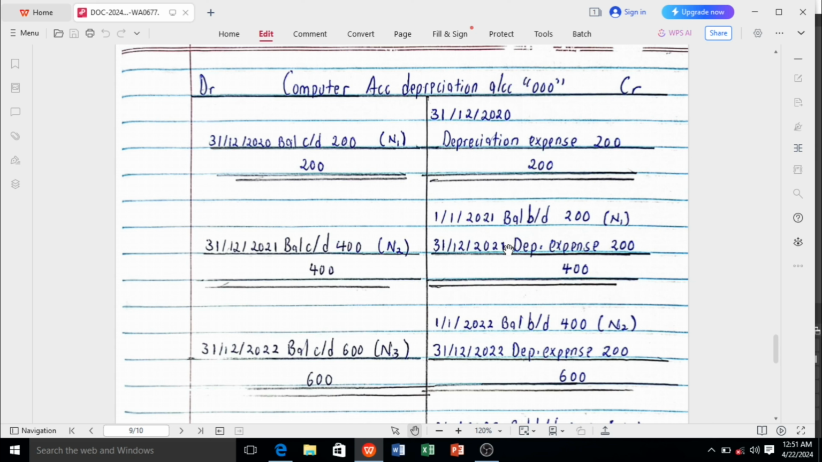Then still in that same year, I had a depreciation expense on 31st December 2021 of 200,000. So this plus this, I'm going to get 400, meaning this will be my balancing figure. So 31st December 2021, the balance carried down will be 400,000, which will be my N2. So I close them by 400,000. So this crosses over, goes this side. So 1st January 2022, my balance carried down is 400,000, which is still my N2.